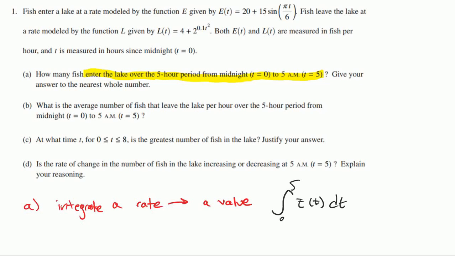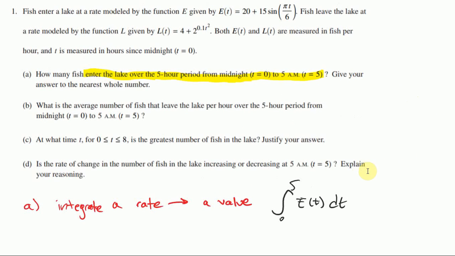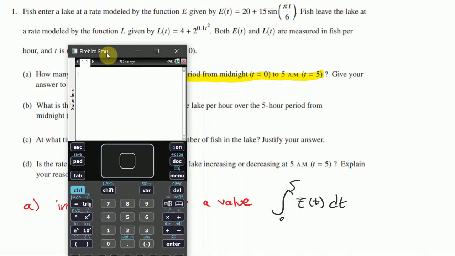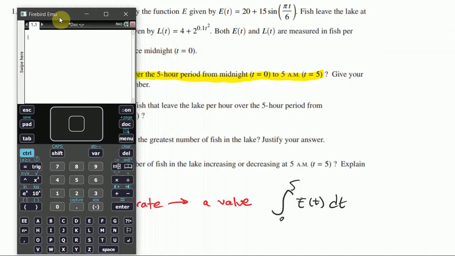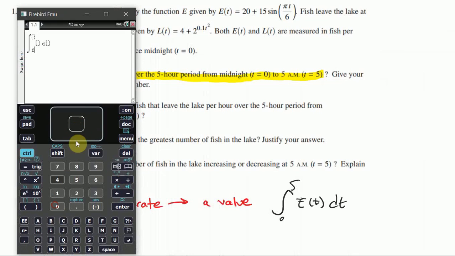So we're just going to plug that into the calculator, and we'll see how that goes. All right, let me just pause now. All right, so I've gotten the calculator working. So we're integrating E of t from 0 to 5. So let's put that in, 0 to 5 of E of t.